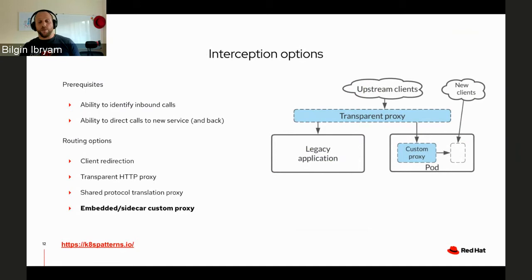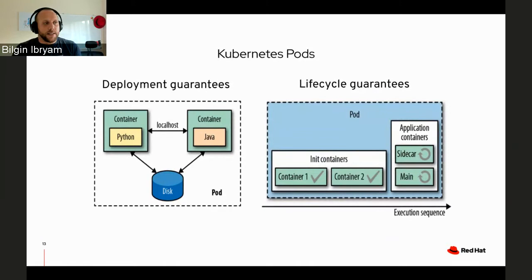To explain sidecar, let's briefly have a look into Kubernetes and Kubernetes pods. A pod in Kubernetes is the application management and deployment abstraction. When you deploy an application into Kubernetes, you deploy it in the form of pods, which are a collection of containers, one or more. And a pod gives certain guarantees to these containers. For example, it gives deployment guarantees, which means all containers in the pod get deployed to the same host, to the same node. Another type of guarantee is the lifecycle guarantees.